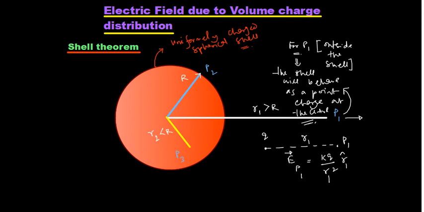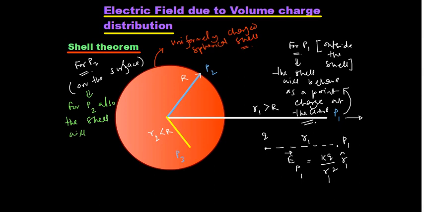What about for P2? For P2, where is P2? P2 is on the surface. So on the surface also we will see a similar thing, that for P2 also the shell will behave like a point charge, right? Same situation will happen as we have seen for P1.